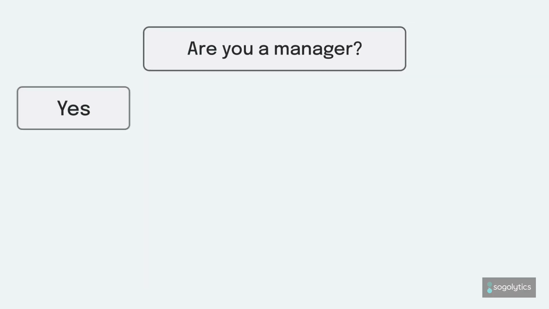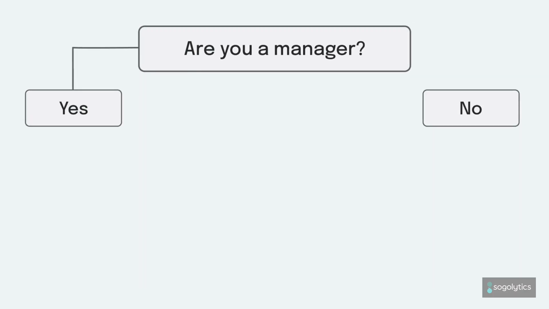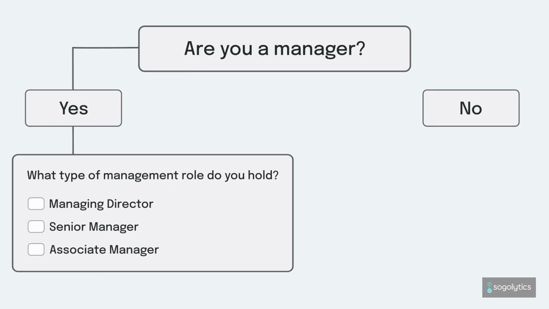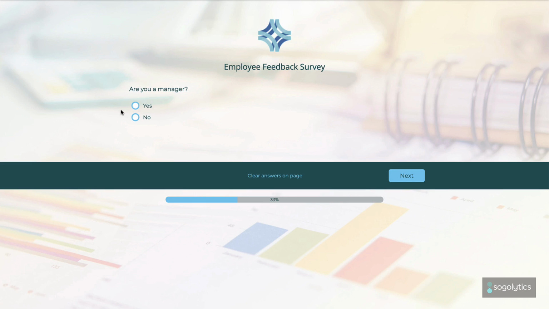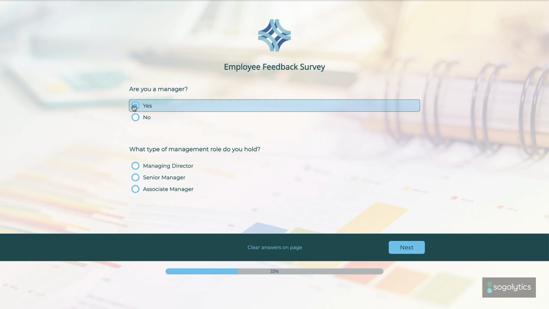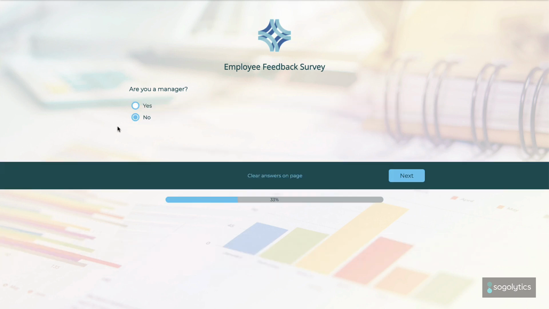First up, Question Display Logic. QDL looks like this. When a participant answers a decision question, a follow-up question is either shown or hidden based on their response. For example, only someone who says yes to "Are you a manager?" should be asked about their management level. People who say no should not.